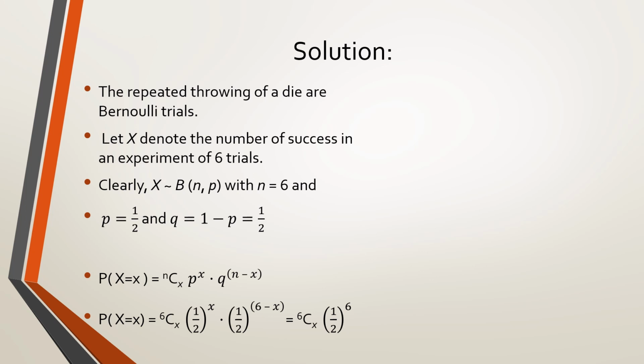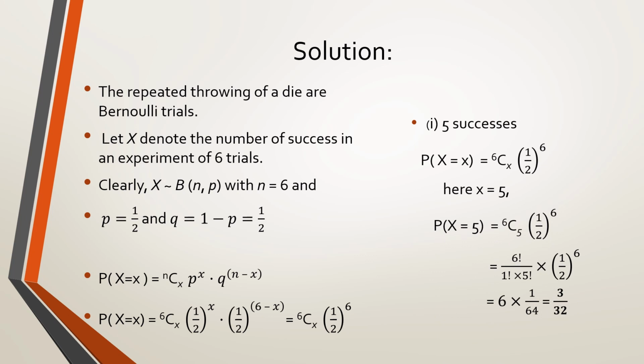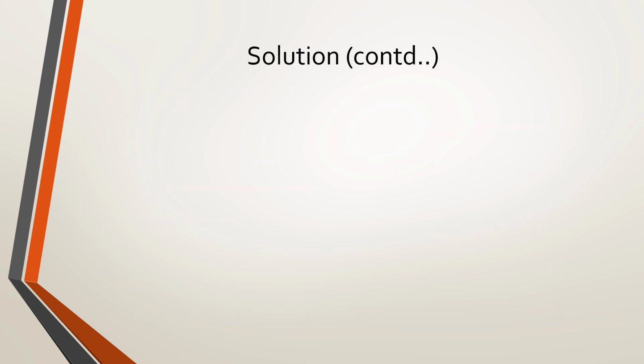Okay, now let's solve the first one with 5 successes. That means we want exactly 5, so x is 5 in this case. Substitute x equal to 5 in the formula and we get the answer. Quite simple, right? So it's 3 by 32. Very good.